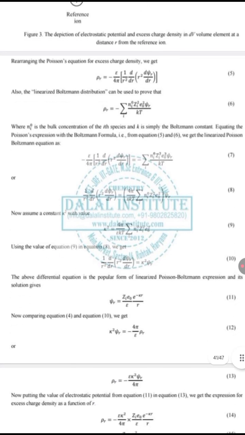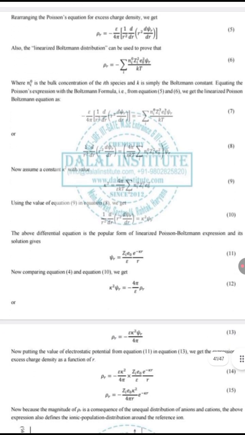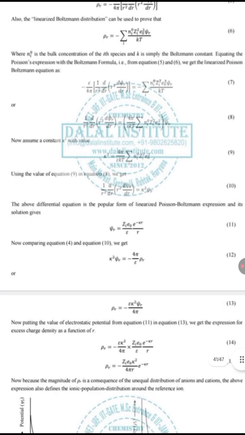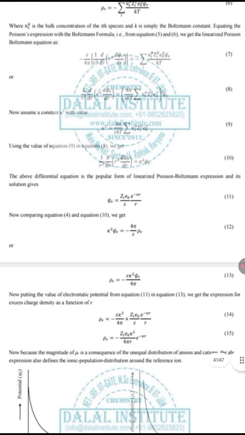Rearranging Poisson's equation for excess charge density, we get ρ(r) equals minus ε by 4π times (1/r²) d/dr (r² dψ(r)/dr), equation 5. Also, the linearized Boltzmann distribution can be used to prove that ρ(r) equals minus summation i of n_i⁰ z_i² e₀² ψ(r) divided by kT, equation 6, where n_i⁰ is the bulk concentration of the ith species and k is simply the Boltzmann constant.